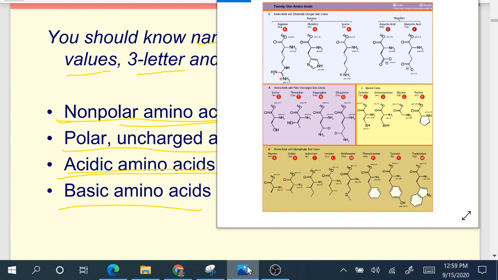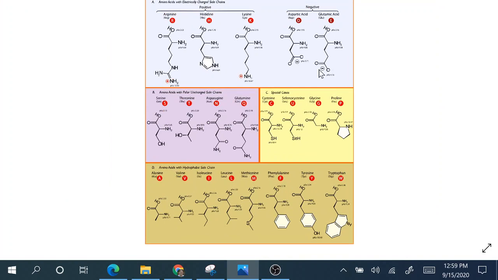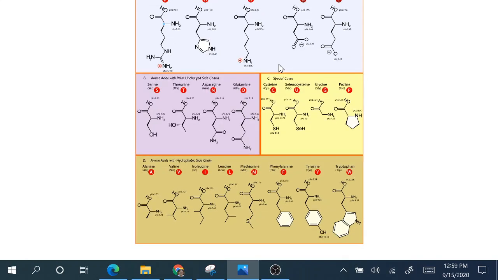So let's look at this picture that I've brought up, and we're going to see this picture again in a few minutes. I just grabbed this off of Google. What we see here are the 20 or 21 amino acids that are naturally occurring. Here we have electrically charged side chains at the top in this light gray or light blue. Notice here is our alpha carbon, here's our amine group and our carboxylate group. So where is our R group? Our R group is right here.